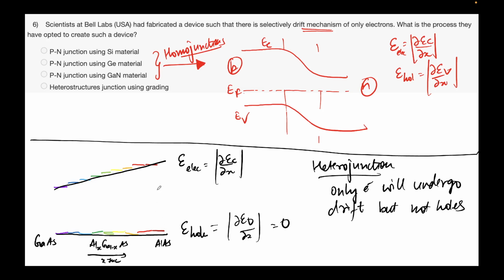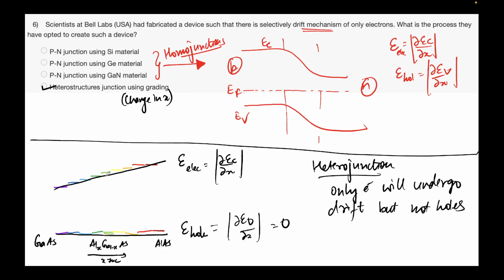This is also known as grading when you're changing the X. Grading is nothing but change in X. This change in X can be exponential, can be linear, it depends. For instance, in the quantum well that we saw, in the HEMT aluminum gallium nitride that we saw, it was an abrupt step change, only one change. But in this case it's gradually increasing, so it can be linear or exponential. So such a device is possible, where only electrons drift.